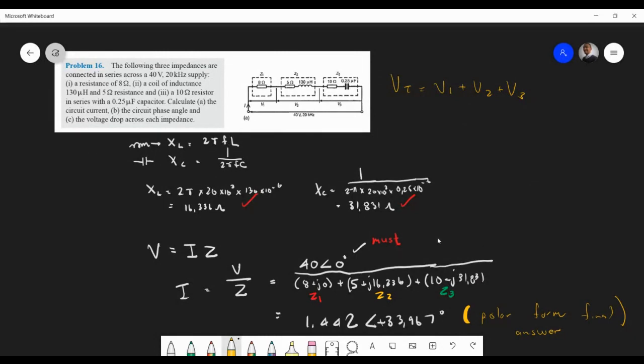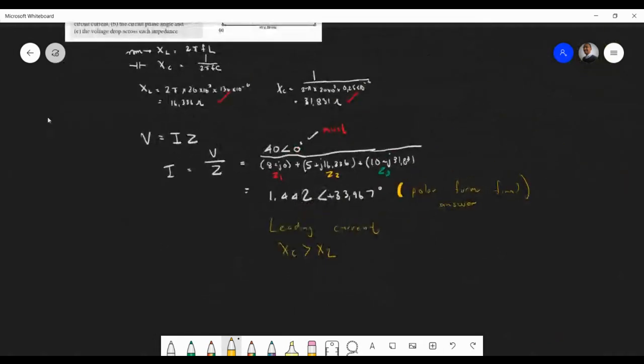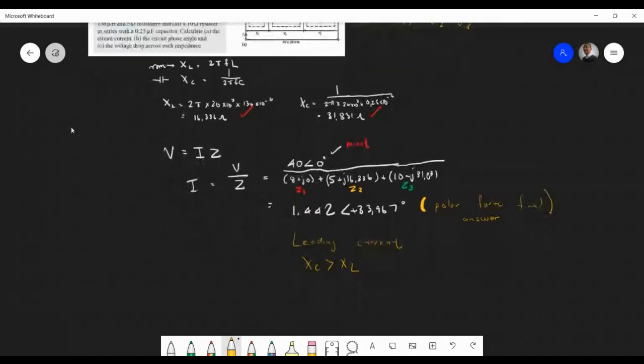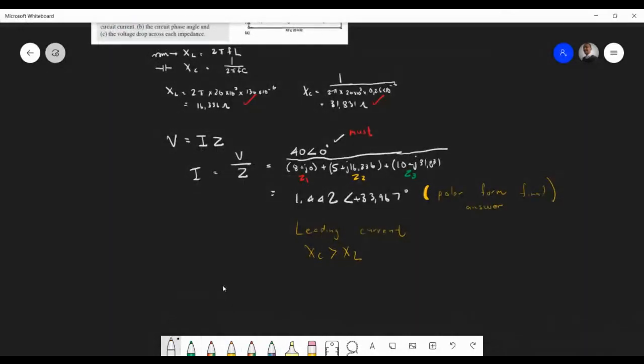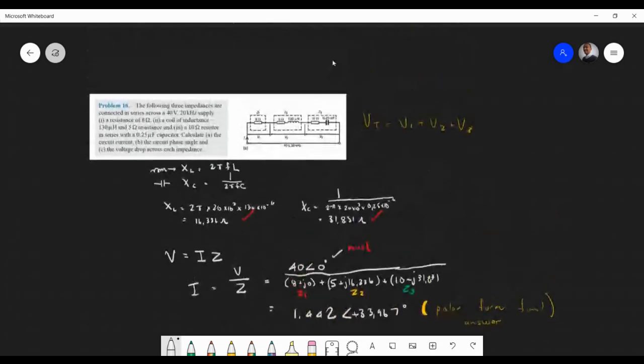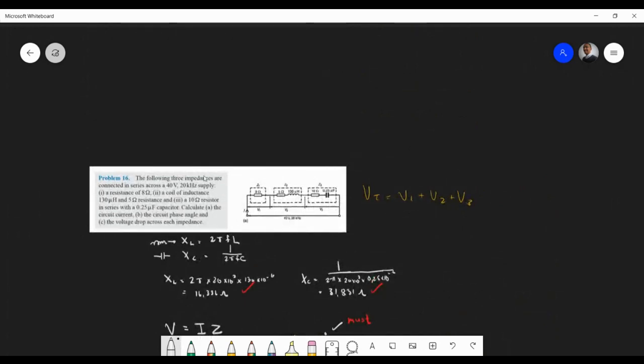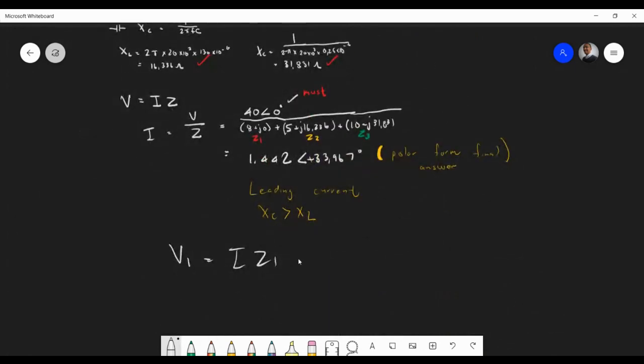This will be in polar form, as phasors. For the first one, the voltage drop across the first load will be I times Z1. The total current is the same current flowing through this whole circuit. So it'll be 1.442 at an angle of plus 33.967 times Z1. I'll just type this in my calculator and we sort it out. It's 8 plus j0. That'll be V1. So you guys can get that for me.